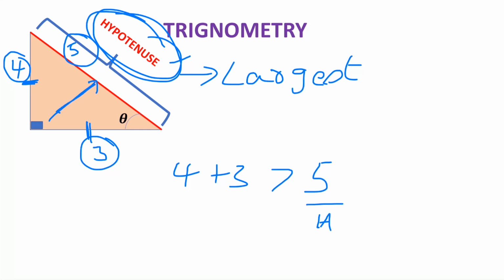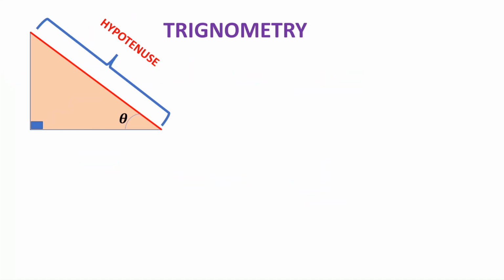To denote these sides, one side is defined as the hypotenuse. The other two sides, if you are looking with respect to this angle, this side is named the opposite side, and this side is named the adjacent side. And if we are looking from this angle, this side is denoted as the opposite side, and this side as the adjacent side. To represent a general angle, we name it theta in trigonometry.